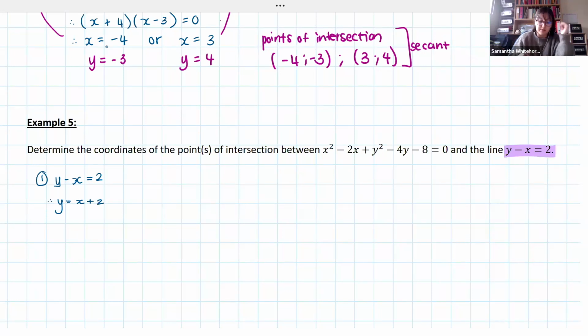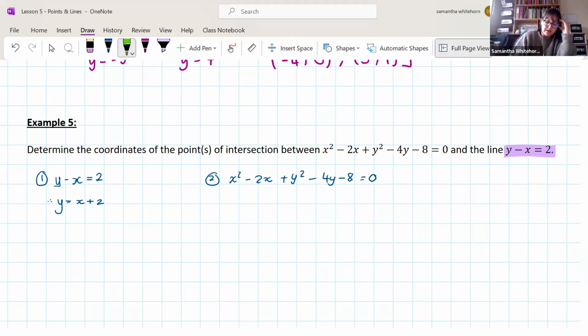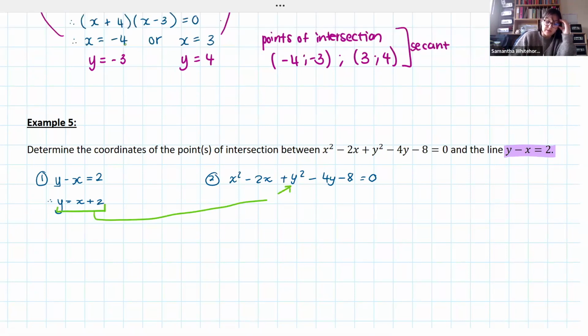Bring the x over, it becomes positive. My second equation, x squared minus 2x plus y squared minus 4y minus 8 is equal to 0. And so remember, what I now have is a y value that I can substitute in place of my y's.